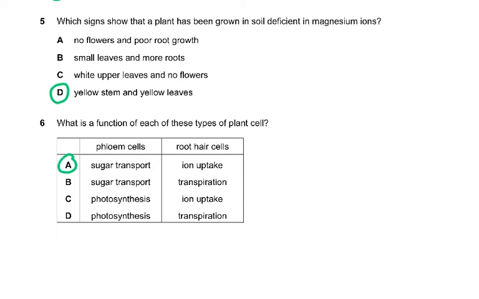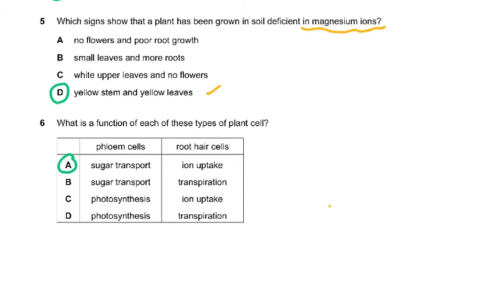Now coming on to question number 5, which signs show that a plant has been grown in soil deficient in magnesium ions? Now the word was magnesium ions. So you know magnesium ions result in less chlorophyll. So what happens in the leaves? In the leaves, the chlorophyll cannot be made. Just like if you don't take enough iron in your diet, then there will be less hemoglobin. Less hemoglobin means less oxygen carrying capacity. So yellow stem and yellow leaves, that was the answer to that.